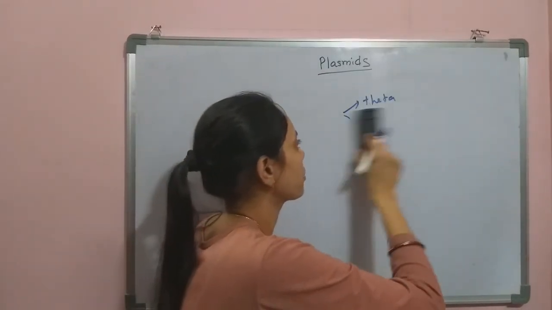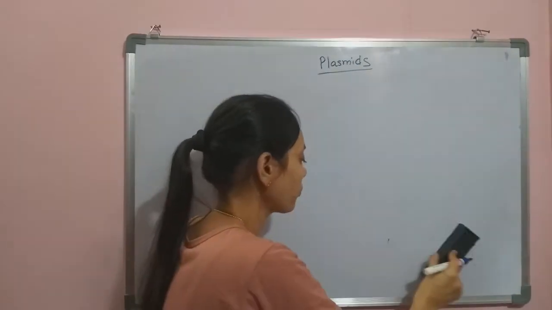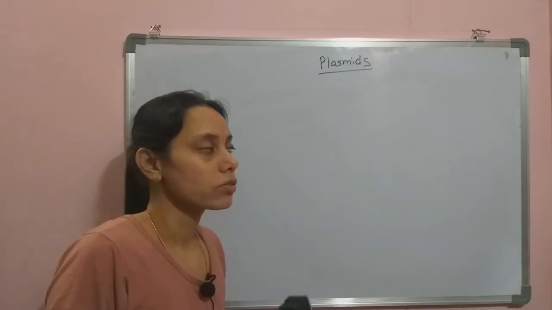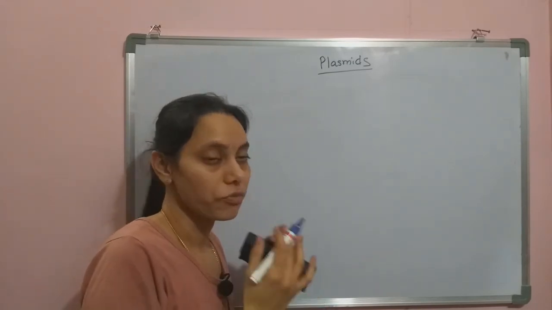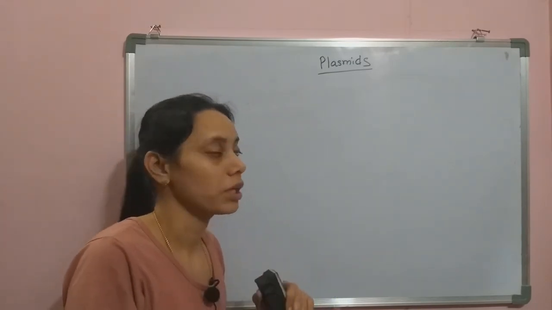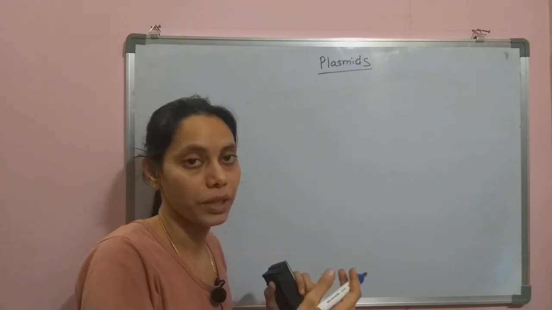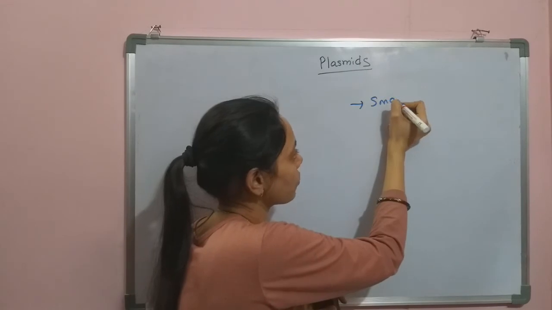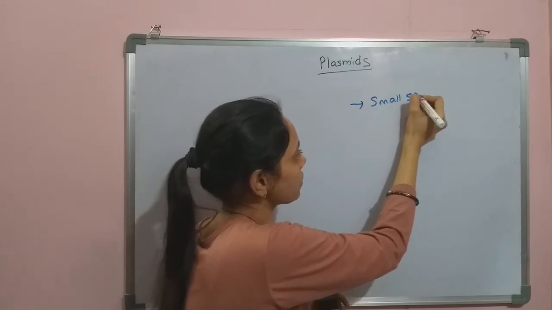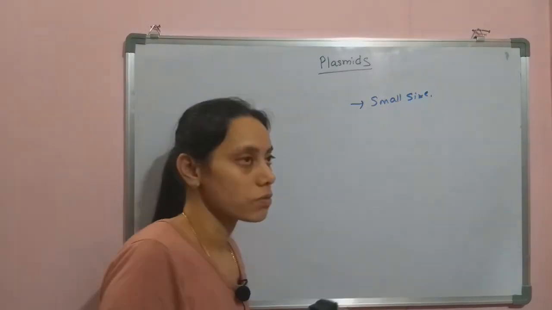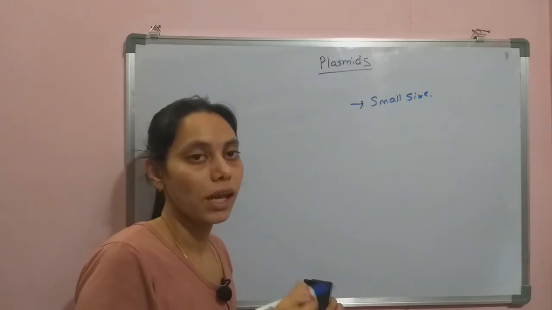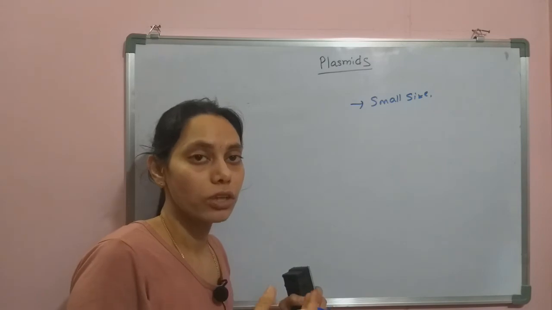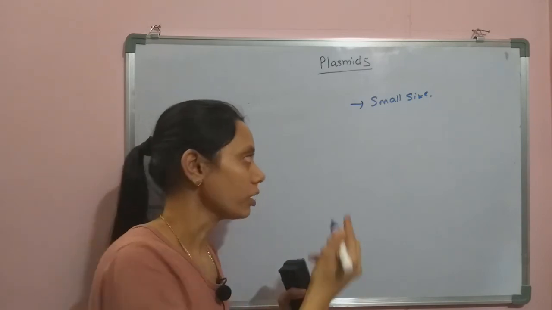Coming to the last part of the discussion, that is why these plasmids are most widely used as vectors. Due to their feasibility, there are some features which can be used or manipulated easily. So the first point we can consider is small size. Due to their small size, we can easily isolate the plasmid and maintain the plasmids without losing or degrading them.